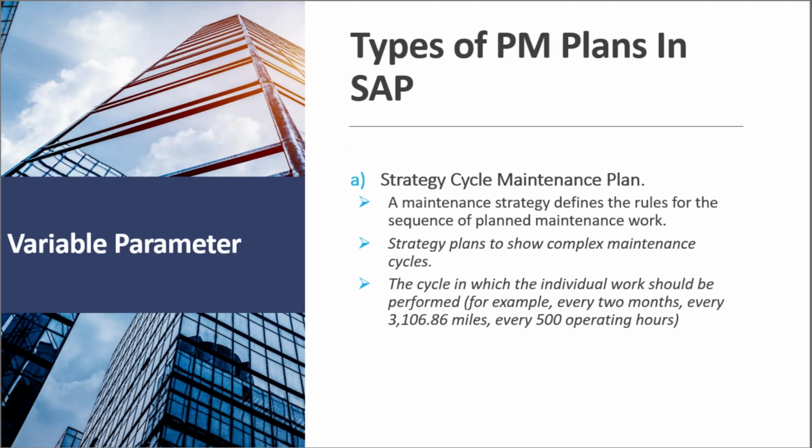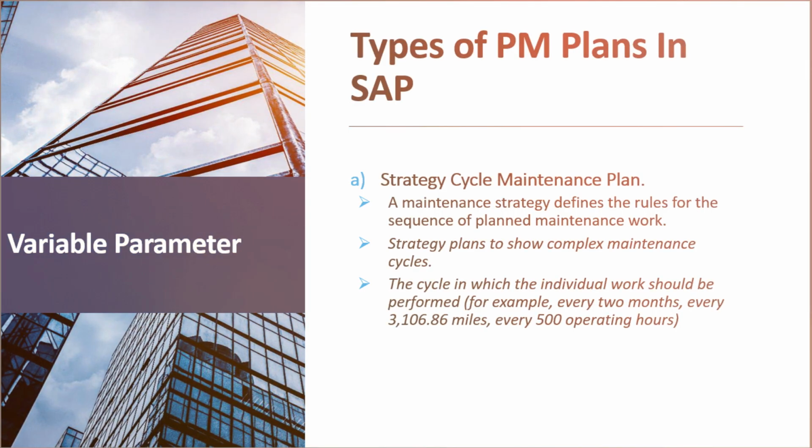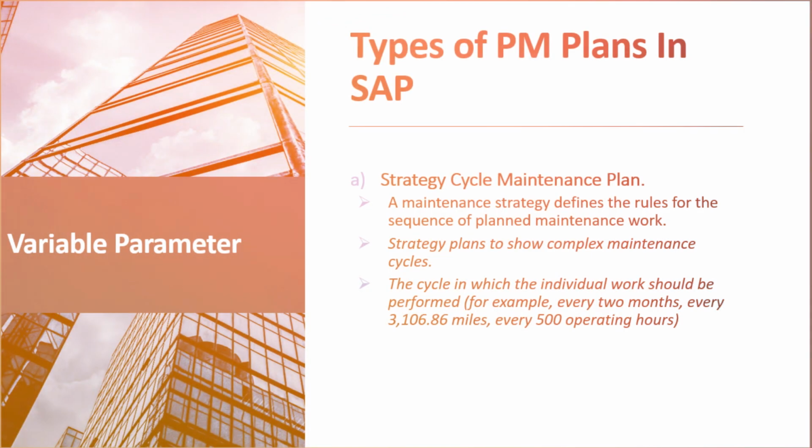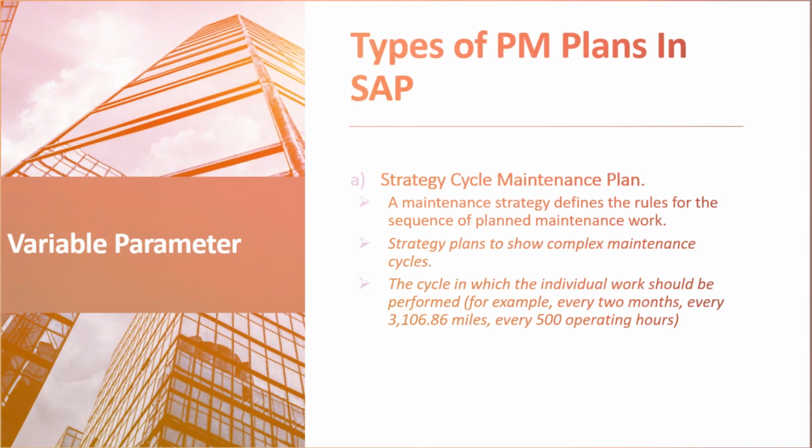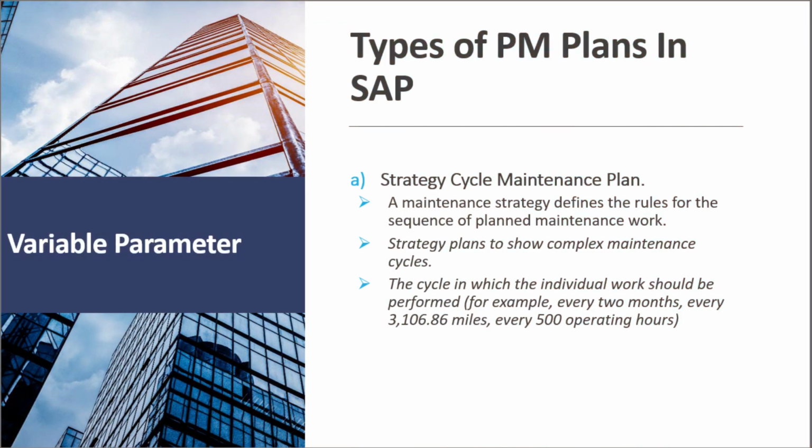Whereas in strategy PM plans there is a variable parameter. A strategy PM plan is further defined in three categories: condition based, performance based, and based on running parameters, like running hours of any equipment. So in this video we will learn how to create a strategy PM plan in SAP.